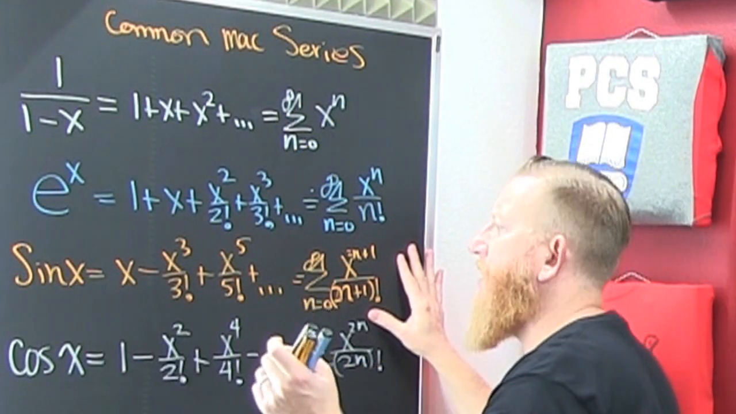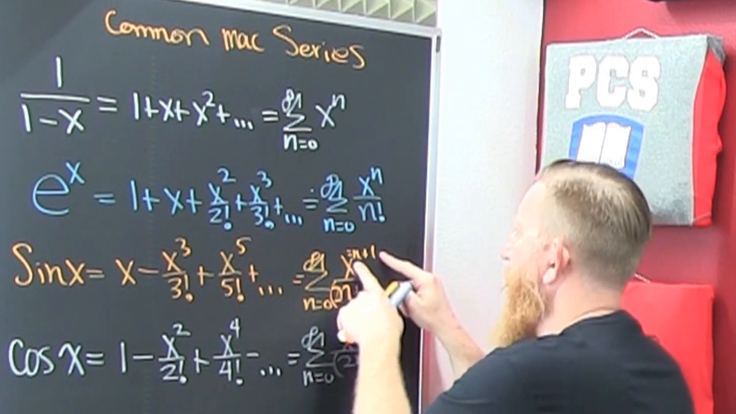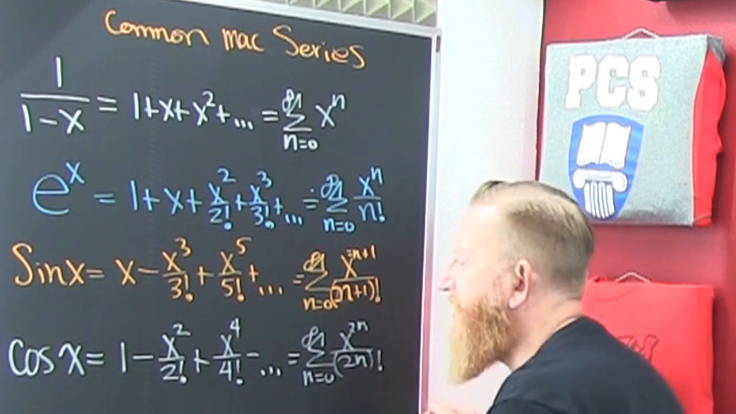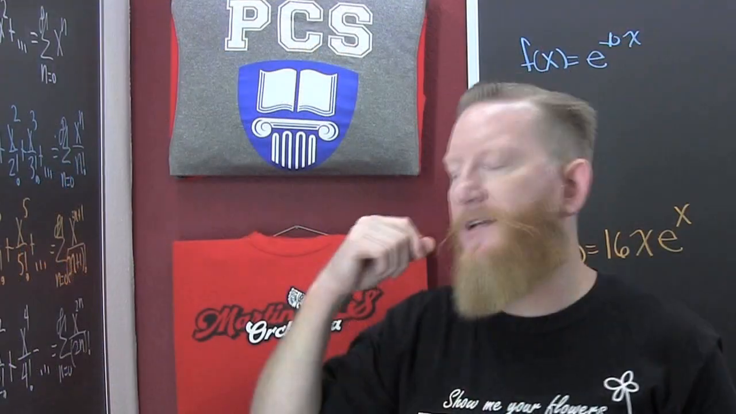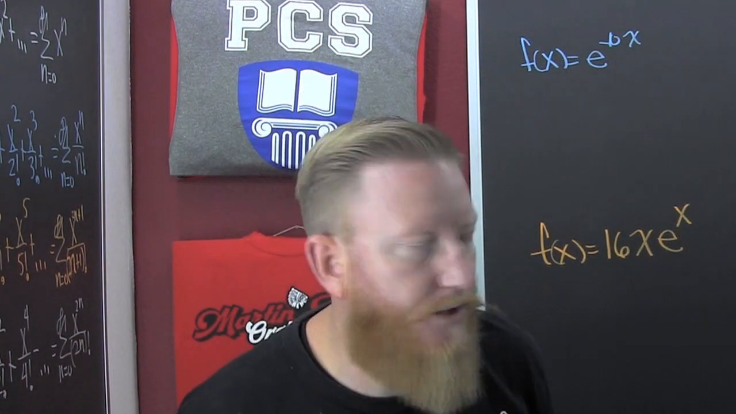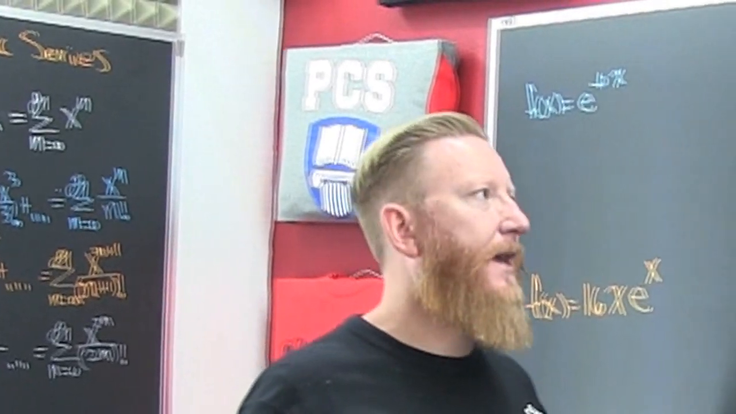Sine is an even or odd function. Isn't that odd? Cosine is an even or odd function. Isn't that even?